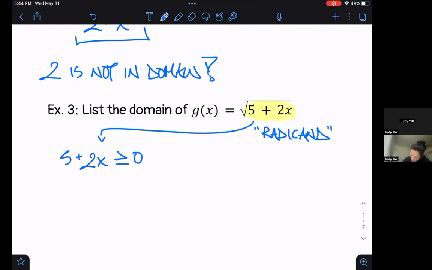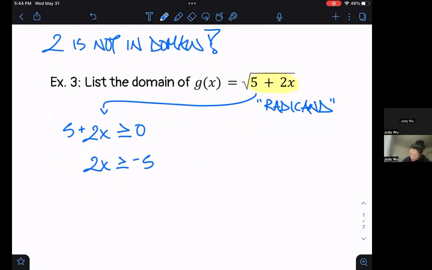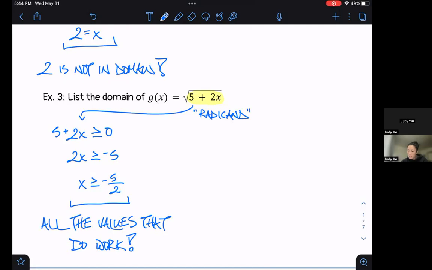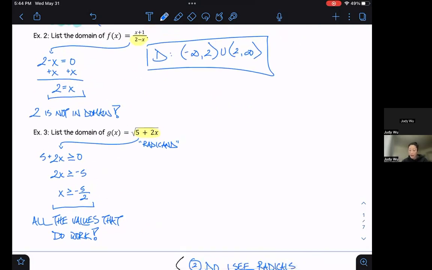So I'm going to subtract 5 from both sides. 2x is greater than or equal to -5. And I'm going to divide both sides by 2. x is greater than or equal to -5 over 2. Okay. Now this is all the values that do work, meaning they are in our domain. Okay, so that's a little bit different from the other way when we had the fraction. The number we found was not in our domain, but here what we're getting is all the values that do work.